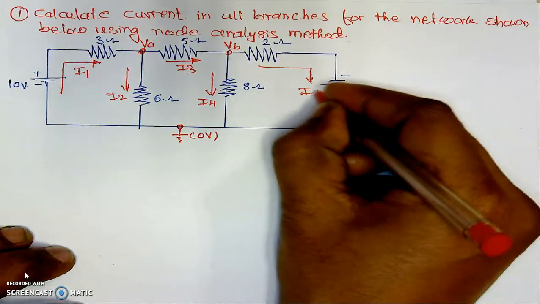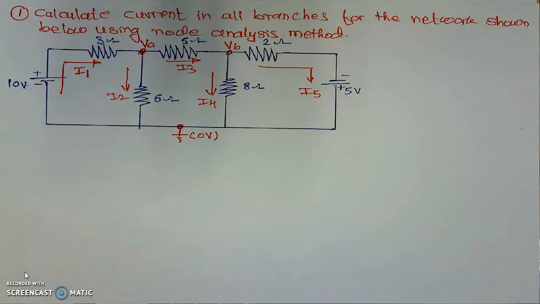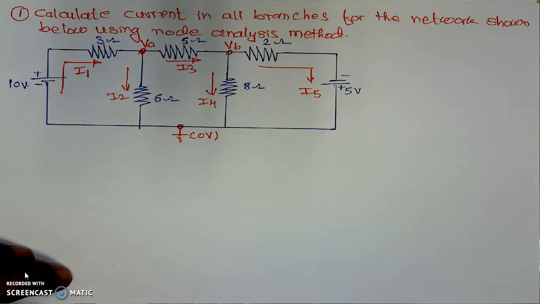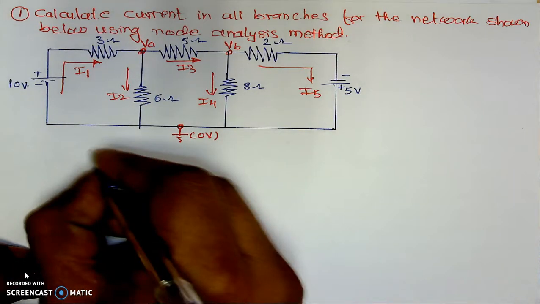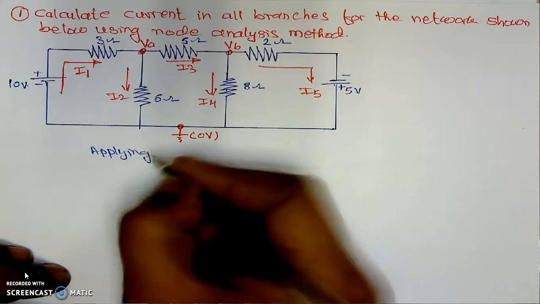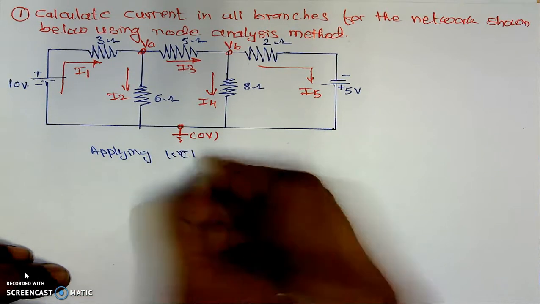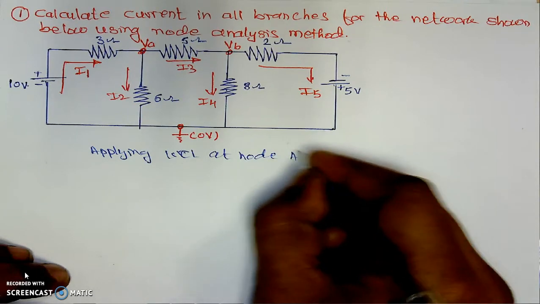The first important thing in the nodal analysis is that we have to assume a separate current for each separate branch. Then we will apply KCL, that is Kirchhoff's current law, at node A, and we will prepare its equation.